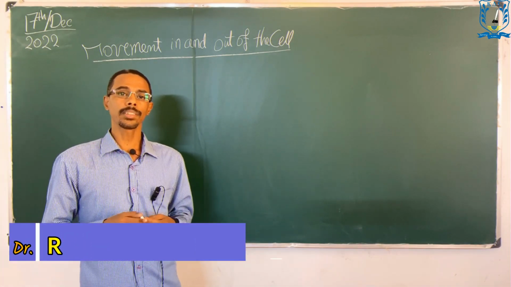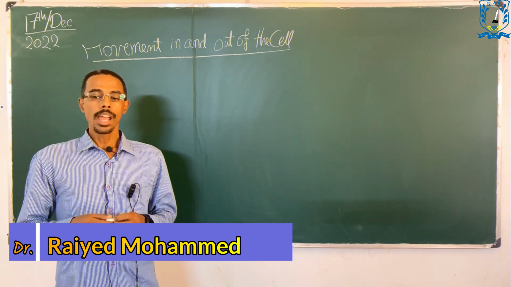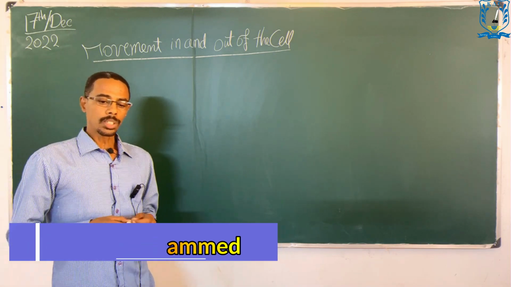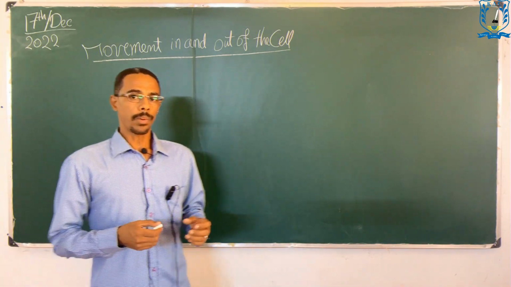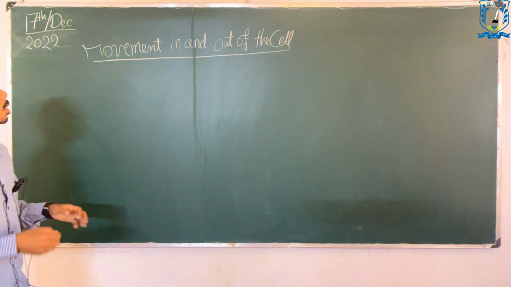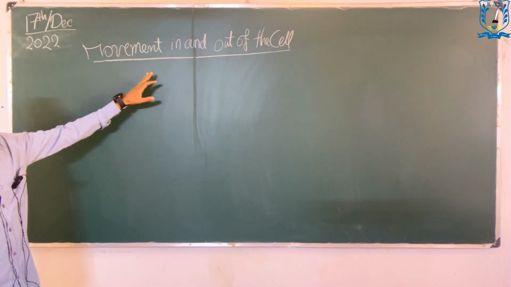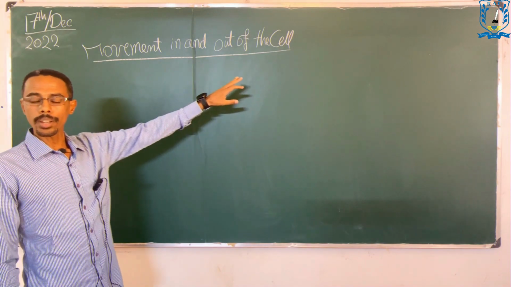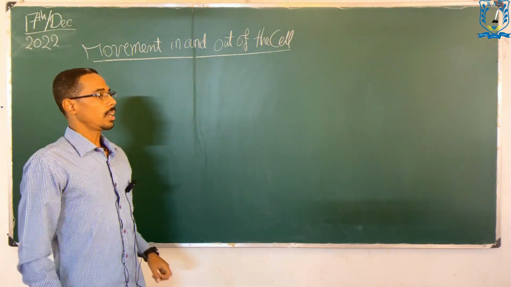How the cell gets what it needs. And to answer that question, this relies on the cell membrane. So a cell membrane controls the passage, or the movement, of substances in and out of the cell.